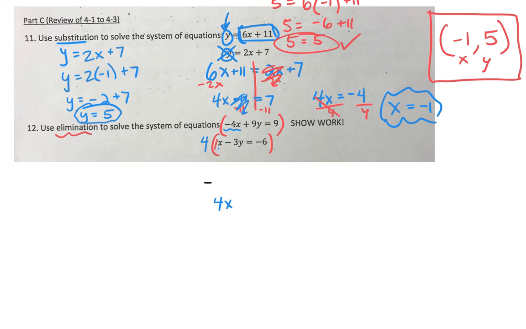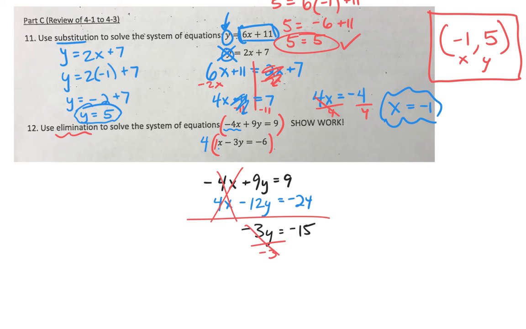I'm going to rewrite the top equation because I need some room to work. All right. And now when I multiply the bottom equation, 4 times x makes positive 4x. 4 times negative 3 makes negative 12 with a y attached. And 4 times negative 6 makes negative 24. So now I have my opposites. When I combine these two equations, my opposites cancel out. I have negative 3y equals negative 15.